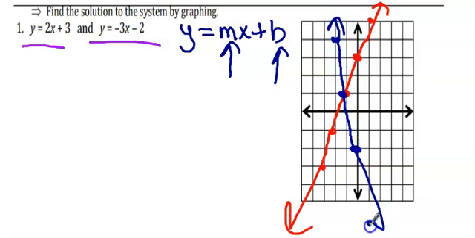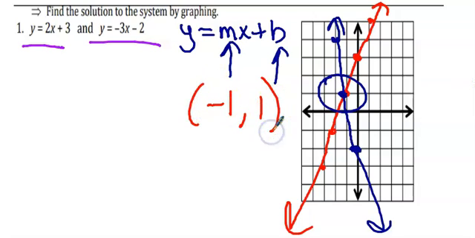And so we can already see, bada bing, where do they cross? What is that point? That point is negative 1, 1. So negative 1, 1 would be our point and our solution. That would be our solution to our graph.